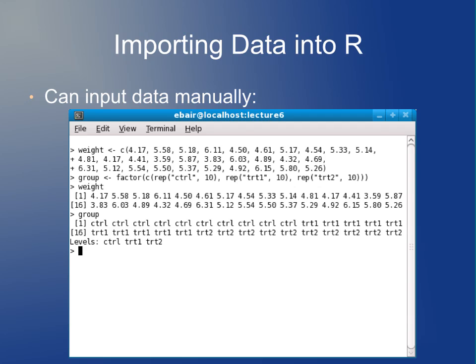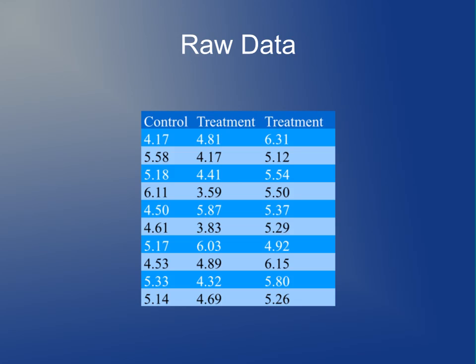Say I create a vector called weight that consists of all the numbers that you saw on the previous slide. And then I create a second vector called group, which contains, and these are commands I'll explain in more detail over the next couple slides, what this says is take a group called control, repeat it 10 times, take a group called treatment 1, repeat it 10 times, then take a group called treatment 2 and repeat it 10 times. I end up with a vector of length 30, and the vector of length 30 is just the weights that I showed you on the previous slide.